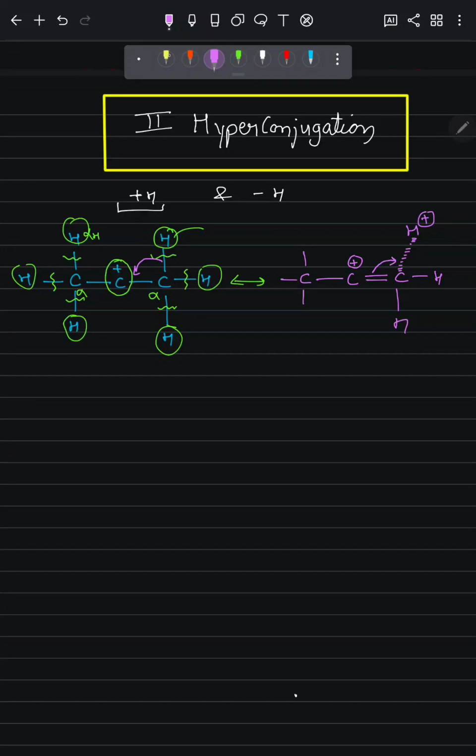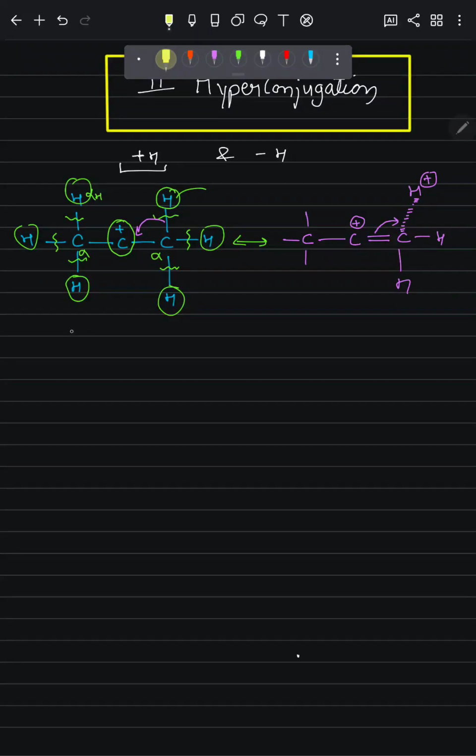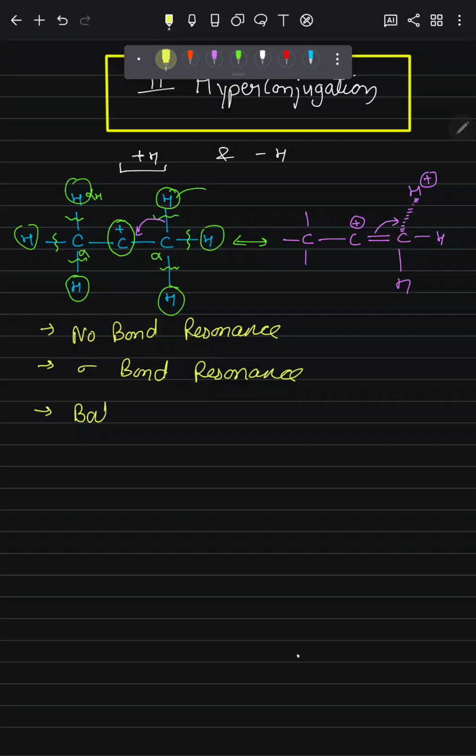So hyperconjugation is also called no bond resonance. It's a type of resonance in which no bonds are required, and is also termed sigma bond resonance. These are all the names of hyperconjugation, and it was discovered by Baker-Nathan, so it is also called the Baker-Nathan effect. That is one of its names.